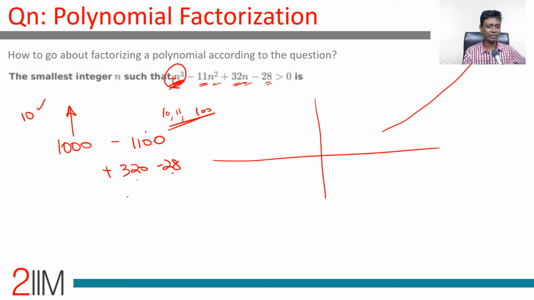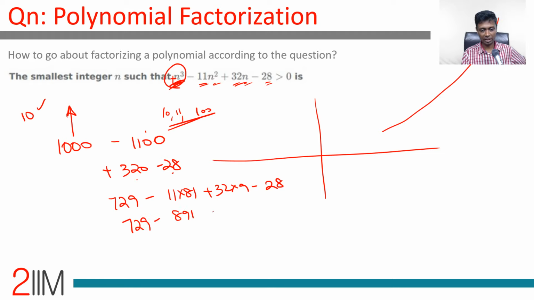And so let's try 9. 9 cube is 729 minus 11 into 81 plus 32 into 9 minus 28. 11 into 81 is 891. 729 minus 891 plus 32 into 9 is 288 minus 28. So negative something, this is more positive, 9 also works.